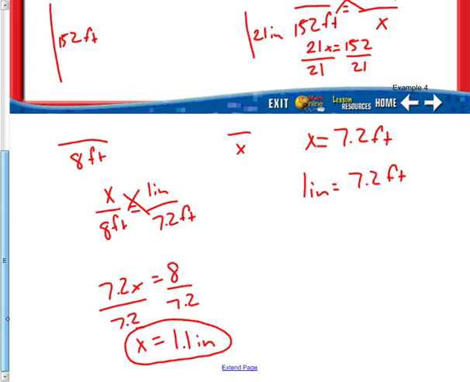But that's how we would figure out the actual length of the index finger of the model using information from the actual Statue of Liberty.